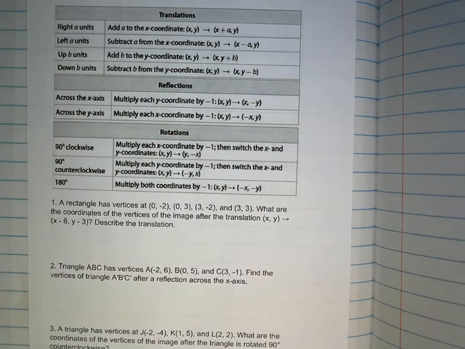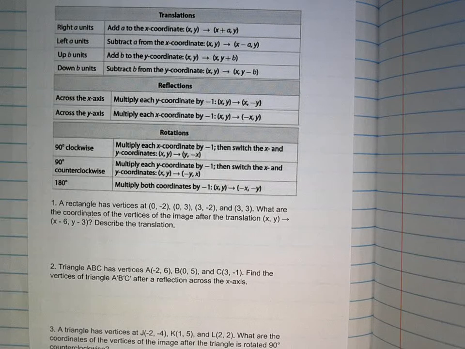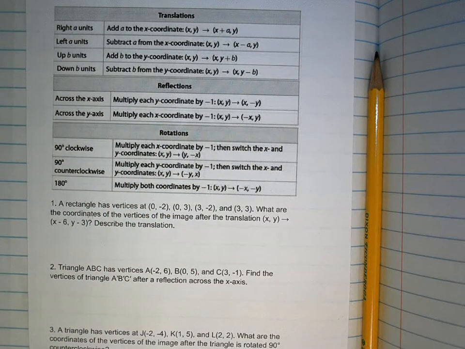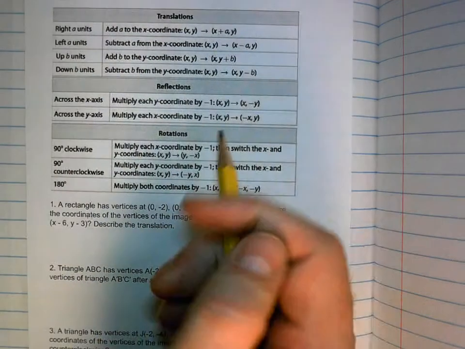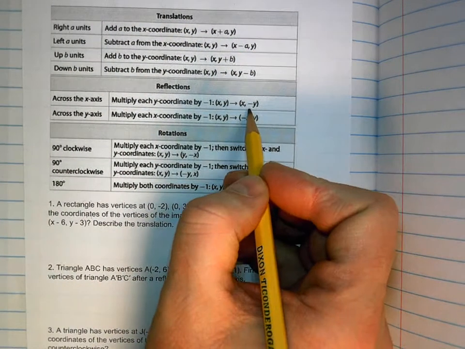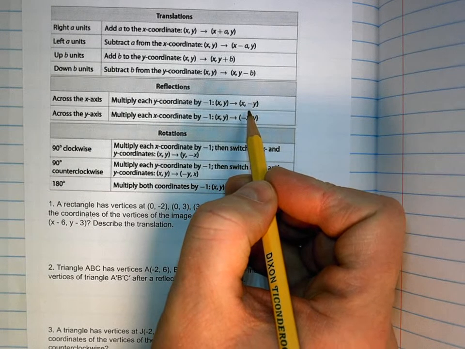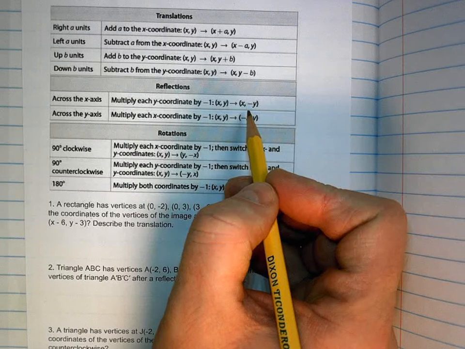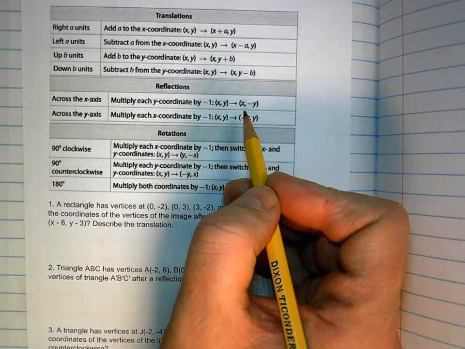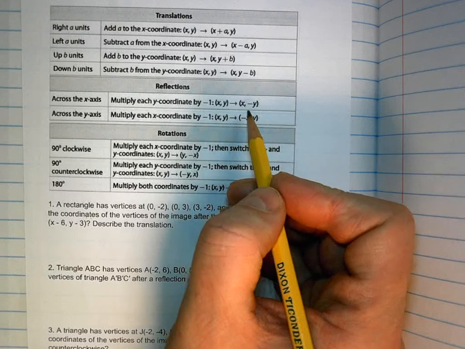So let's talk about reflections. Reflections aren't hard when you think about it. When I reflect over the x-axis, my horizontal axis, right? When I reflect over it, what coordinate is changing? The y. What's happening to it? It's literally going to the opposite sign. So across the x-axis, the x-coordinate stays the same, but the y-coordinate changes, and it literally becomes the negative.